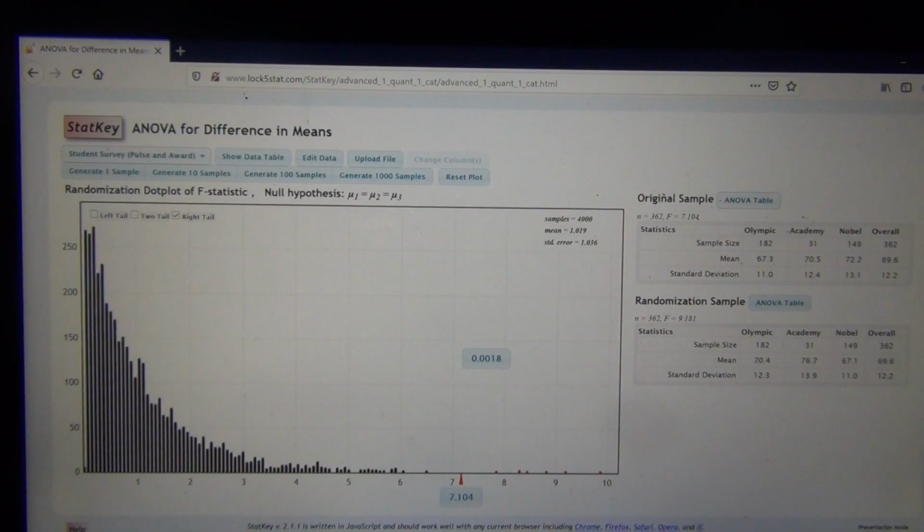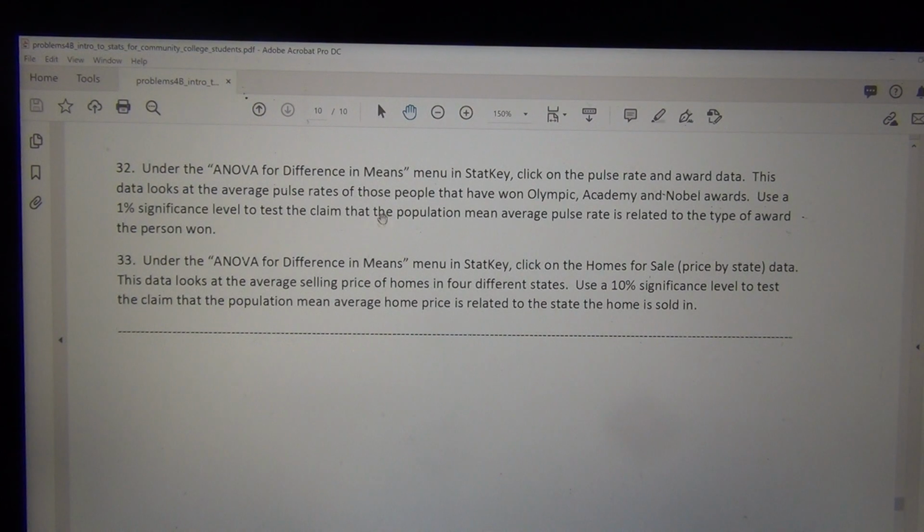All right. So our conclusion should be there is significant evidence to support the claim that the type of award is related to the pulse rate. And okay, so that would do it. So this is Matt Show and Intro Stats, and this was section 4B, number 32.